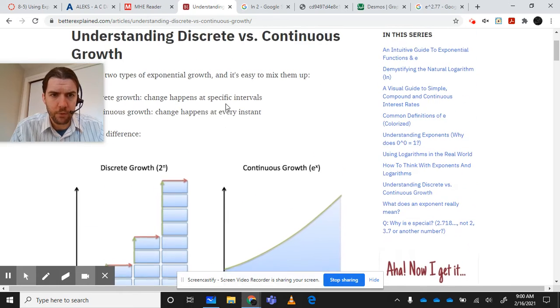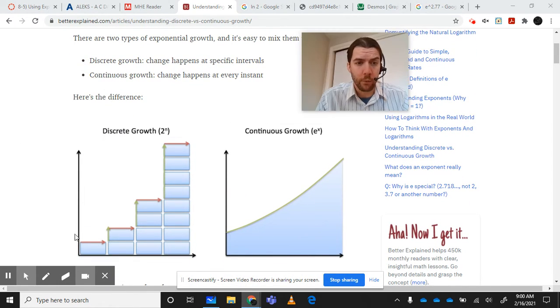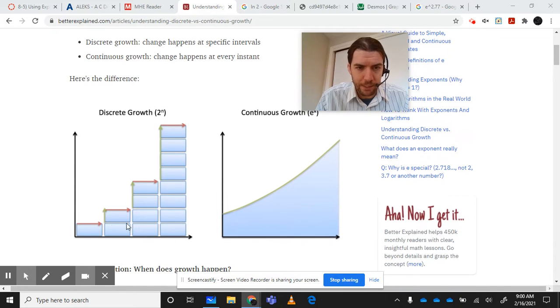I'm going to pop over to a different page. So discrete growth would be kind of what I said before. Like if at the end of the year, something doubles. At the end of the year, something doubles. At the end of the year, it doubles. Continuous growth can get us to the same place at each of these points. So they're not really labeling it.